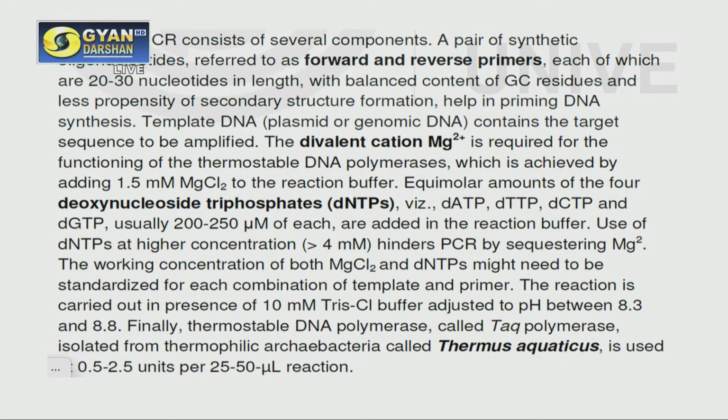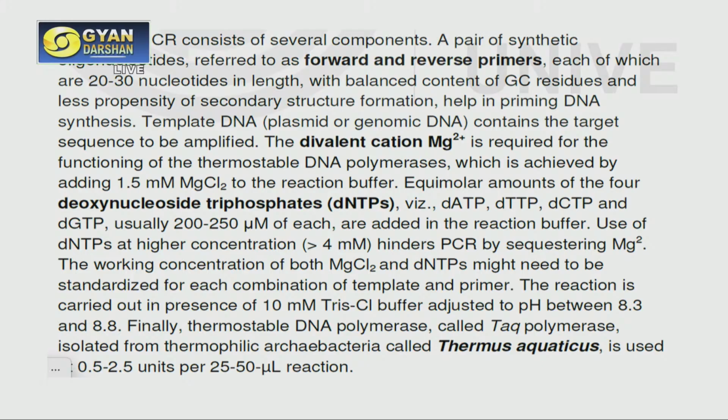Now you take the template DNA. Template DNA means the DNA which you will use for amplifying the gene. So that template DNA can be a plasmid DNA or it can be a genomic DNA. Okay. Then what you need is the divalent cation magnesium. Normally we use magnesium chloride. Why is it required? It is required for the proper functioning of the thermostable DNA polymerase. And normally we add 1.5 millimolar magnesium chloride to the reaction buffer.